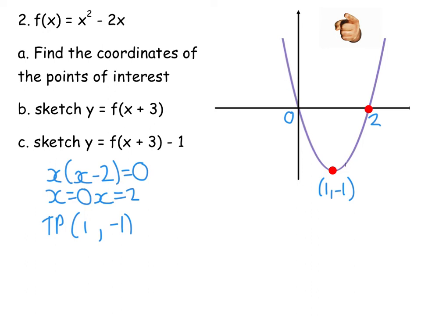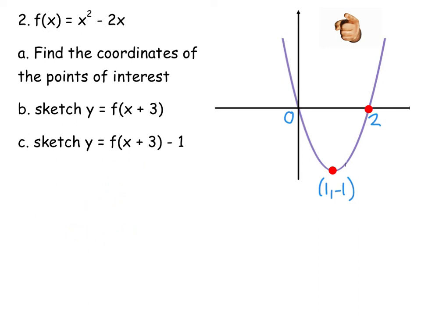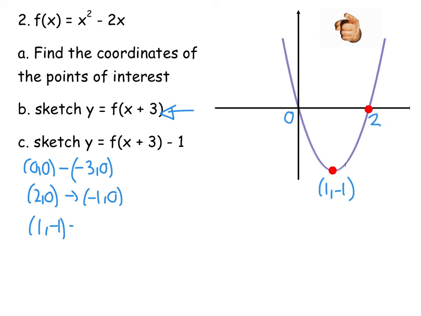Okay, so what's going to happen is we are going to move each of these coordinates, because we are sketching f of x plus 3, we are going to move each of these coordinates this way. It's going to move in the negative direction. So 0, 0 will become -3, 0. That will be my new root. And 2, 0 will become -1, 0, because I'm just moving the x coordinate 3 places left. And then 1, -1 will become -2, -1.